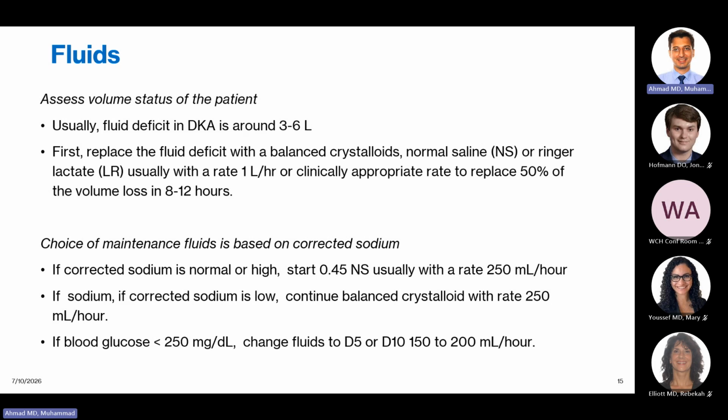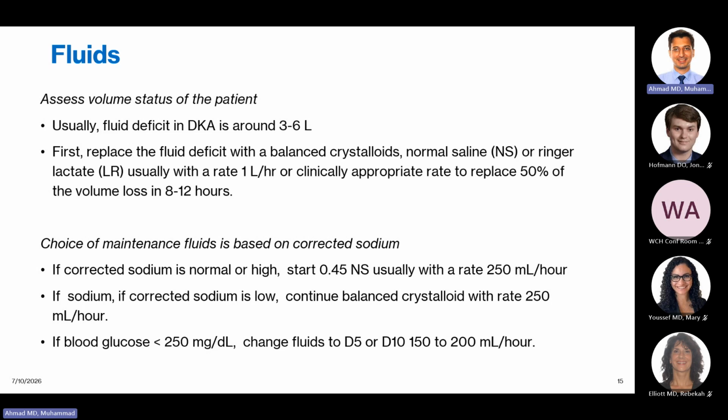So we have to first calculate the... 1.6. Okay. For every 100 above 100, the sodium drops by 1.6. And we can use MedCalc. It can show you the corrected sodium level. If it is 135 to 145, then it's a normal sodium level.